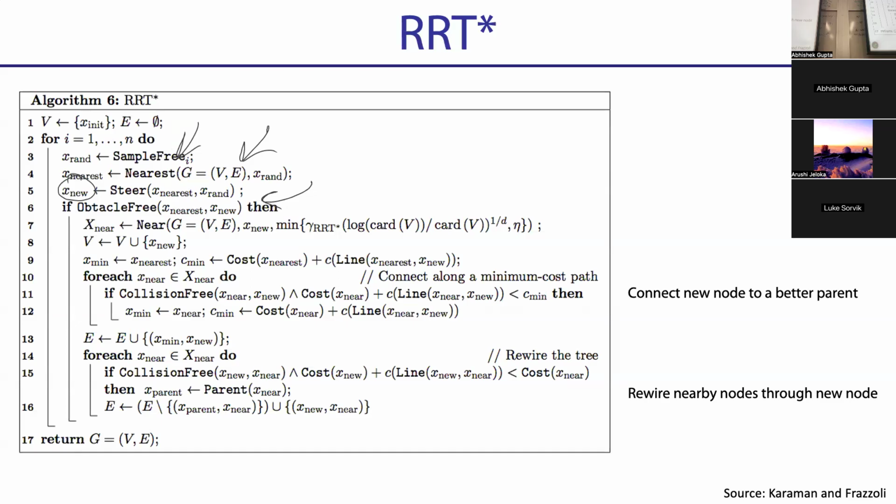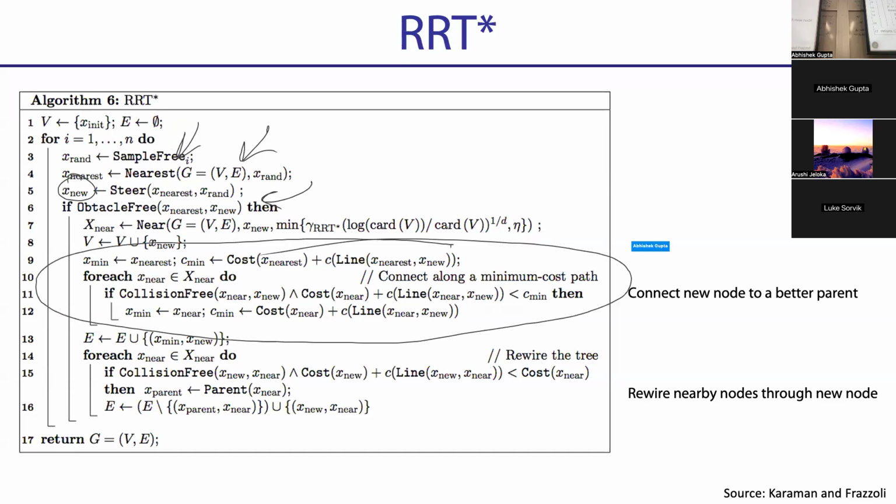There are these two for loops. You don't have to parse them that exactly. But what it does is it says, if I have a new node, X new, in RRT, it would just connect it to X nearest. It would just connect it to the nearest neighbor that it chose as its parent, right? What RRT star is going to do is it's going to look in a nearby radius and say, is there a better option for me? It's like hedging your bets. Is there a better option for me to get to X new?